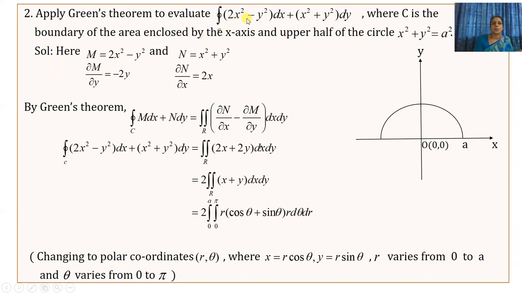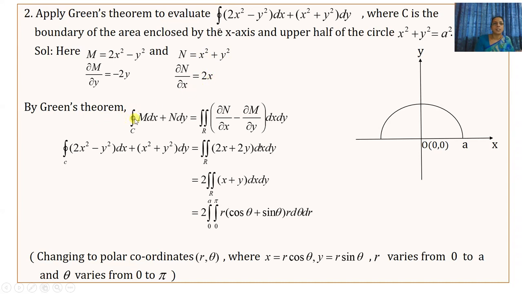Here M is 2x² − y², N is x² + y², by comparing the given integral with M dx + N dy. Then ∂M/∂y is 2x² derivative 0, minus y² derivative 2y. And ∂N/∂x is 2x with respect to x, x² derivative 2x, y² derivative 0.